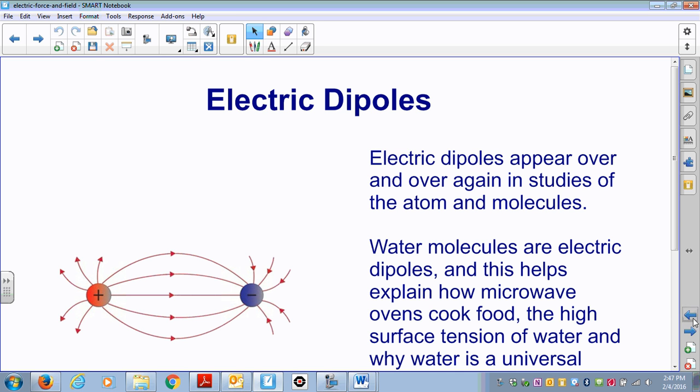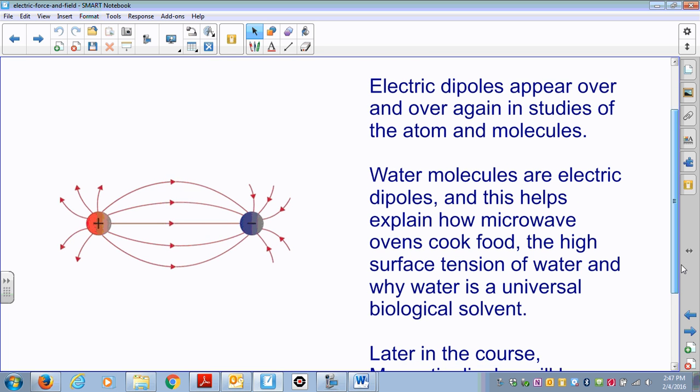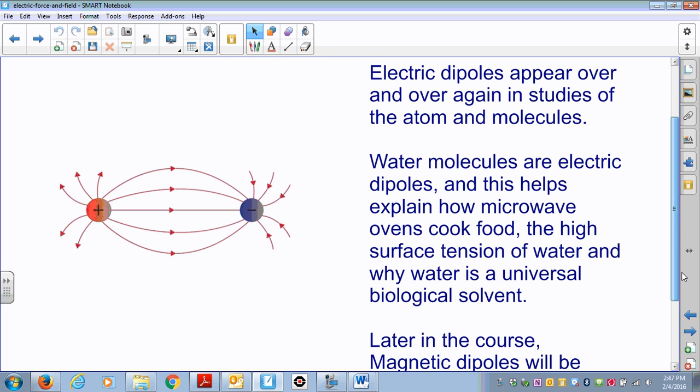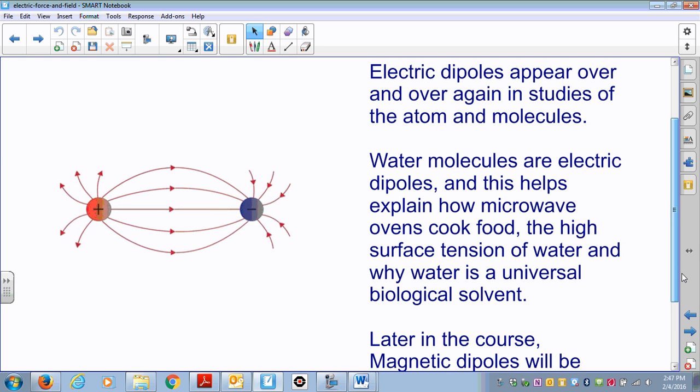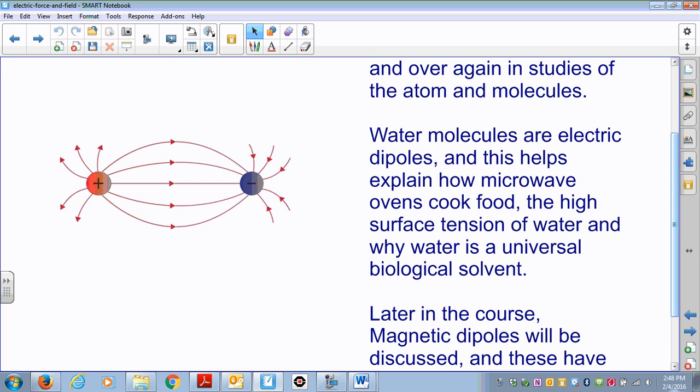Electric dipoles appear over and over again in studies of the atom and molecules. Water molecules are electric dipoles, and this helps explain how microwave ovens cook food, the high surface tension of water, and why water is a universal biological solvent. Later in the course, magnetic dipoles will be discussed, and these have crucial applications.